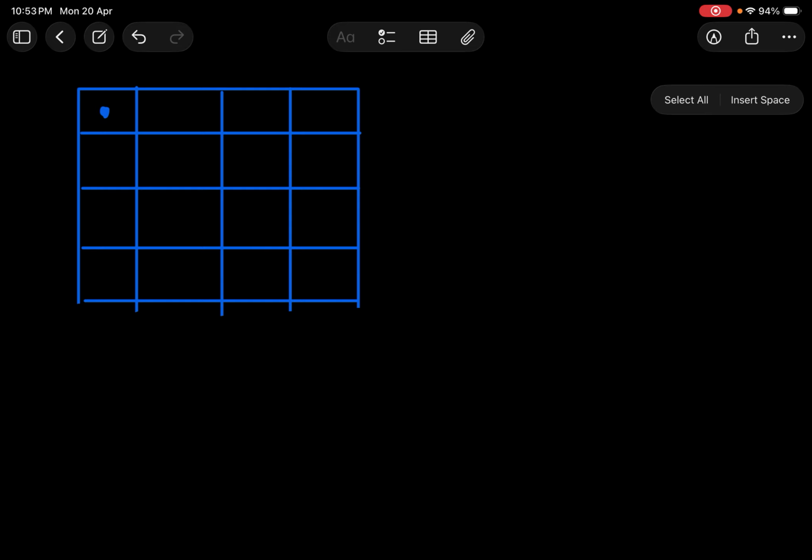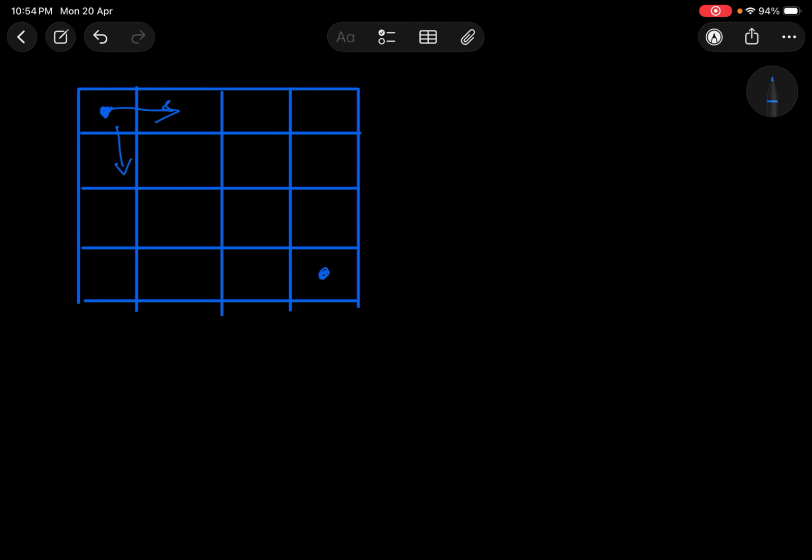In this question, they have said that there's a 4 by 4 grid, and there's an ant on the top left box. Now, this ant can either move down or move right. And in the end, it has to reach the 4, 4 spot.